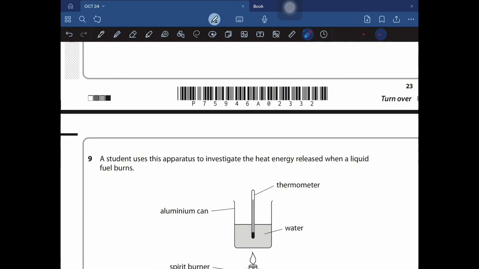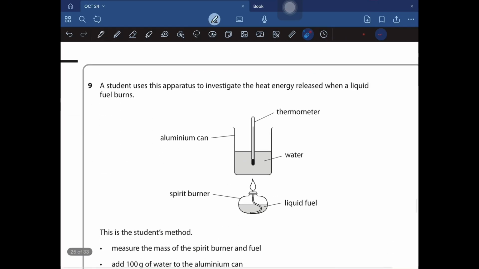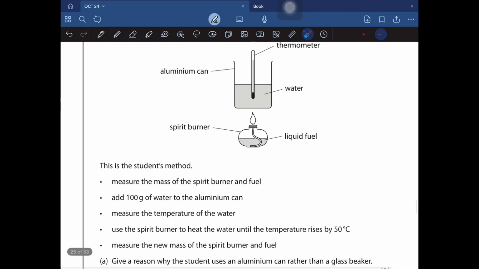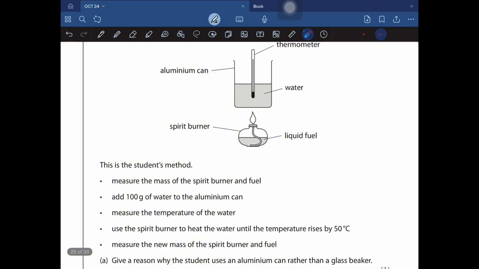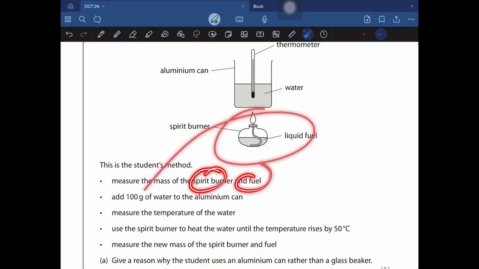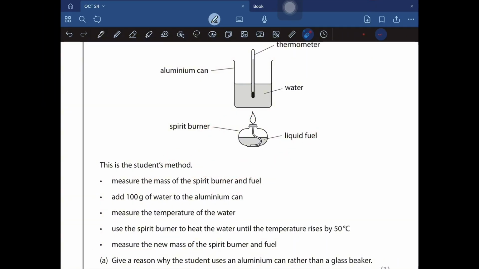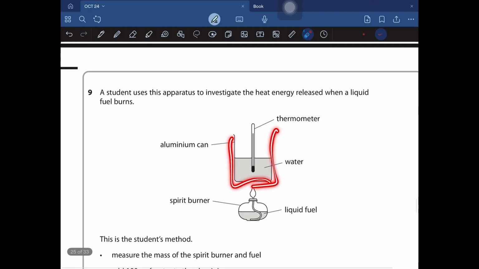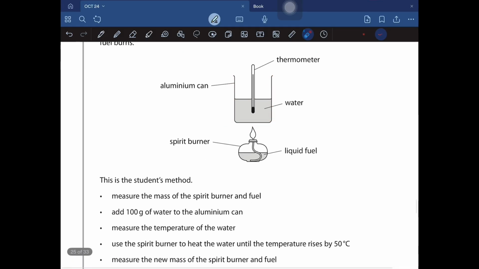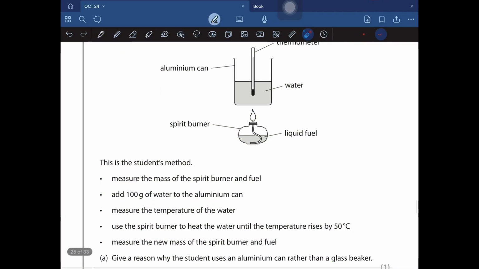Moving on to question number 9. A student uses this apparatus to investigate the heat energy released when a liquid fuel burns. This is the methodology. Measure the mass of the spirit burner and the fuel. Add 100 grams of water to the aluminum can. Measure the temperature of the water. Measure the new mass of the spirit burner and the fuel.